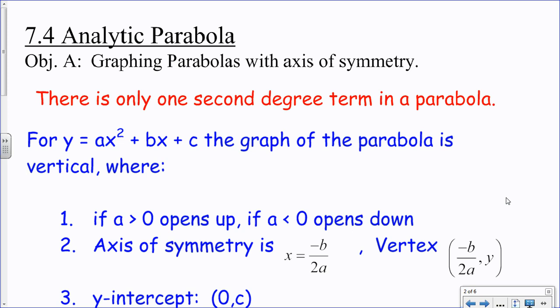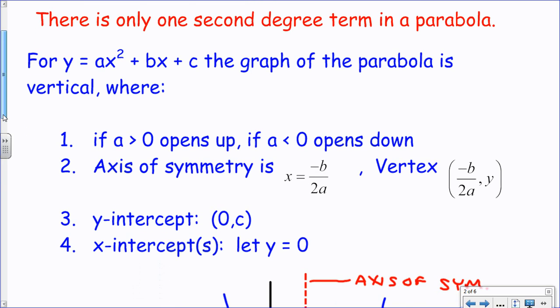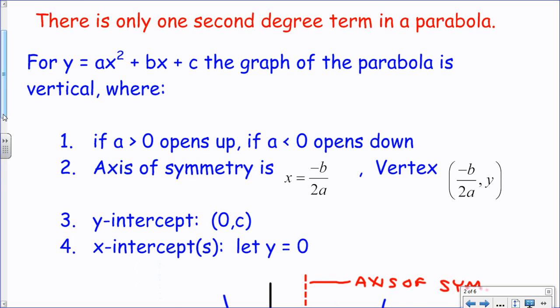Okay, if the x is squared, then it's vertical. So kind of opposite of what you would think. If the leading coefficient is positive, so greater than 0, then it opens up. If it's negative, then it opens down.